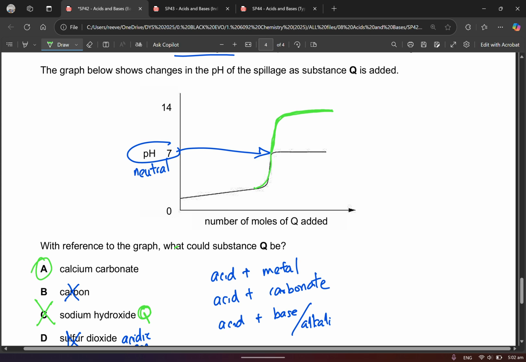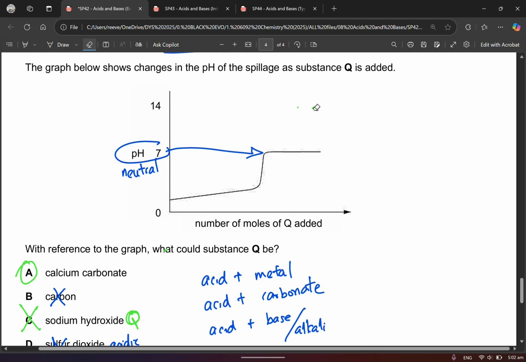Then eventually there's extra sodium hydroxide left, and my sodium hydroxide is alkali. The pH is about 14. It's a strong alkali. Then the graph will look like this. But in this case, it's not the case. So the answer should not be sodium hydroxide. The end product is you have too much alkali. The graph should end at 14. So I'm left with answer A lah. Answer A is calcium carbonate.